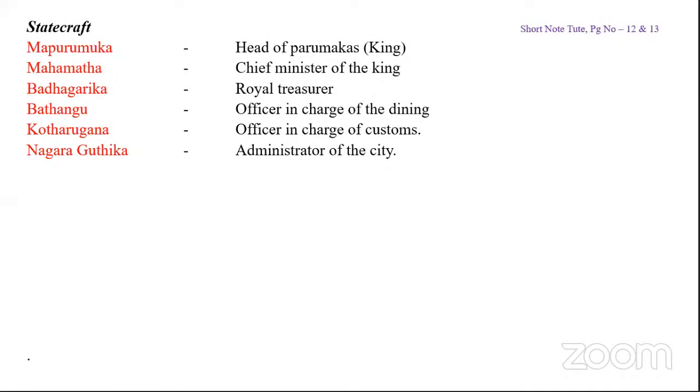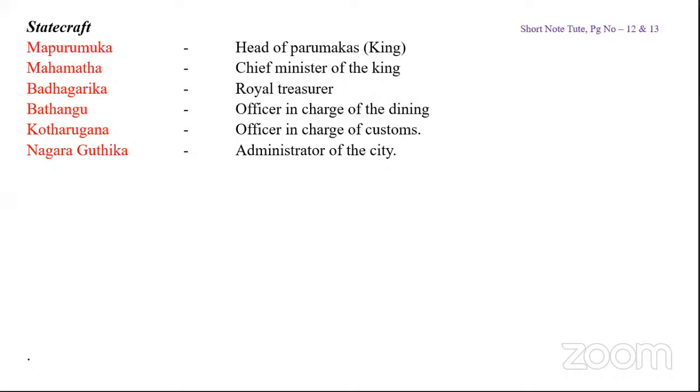Statecraft. Who was Mapurumuka? Mapurumuka was the king. To refer to the king, they use the name Mapurumuka. What do you mean by Mapurumuka? Maha Parumaka. You know, Parumaka was a regional ruler. So out of all the regional rulers, one person became the head person, so he was known as Mapurumuka. The chief minister was known as Mahamatha. The royal treasurer was known as Bandagarika.